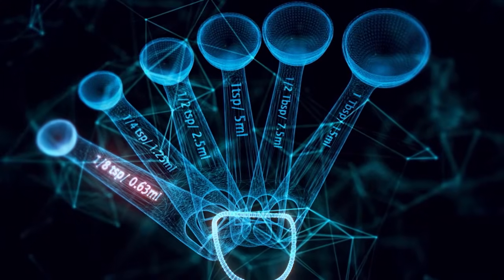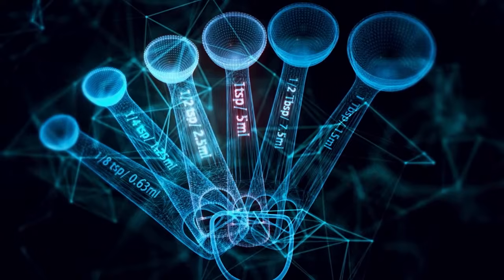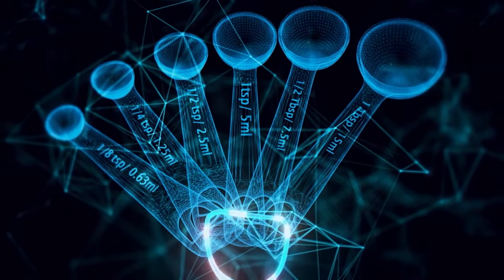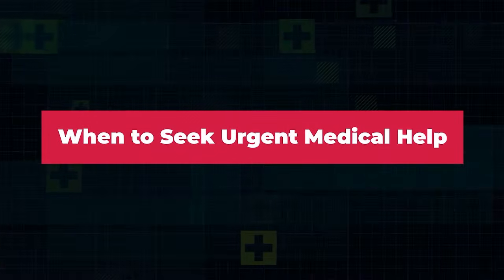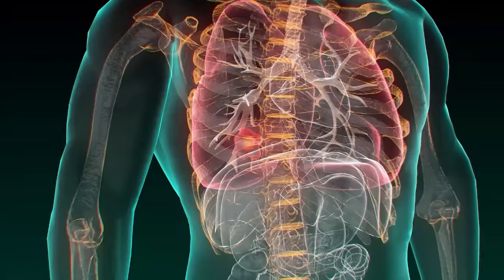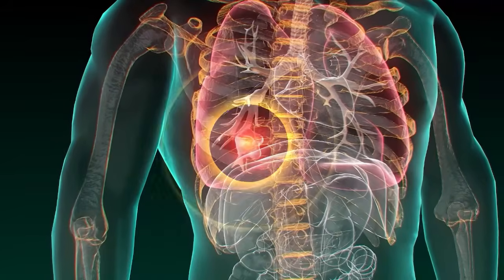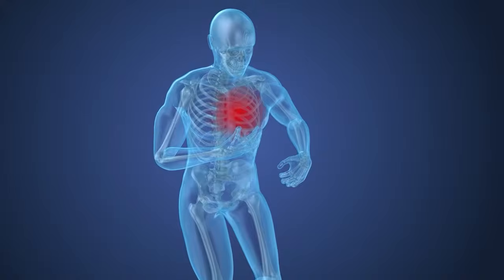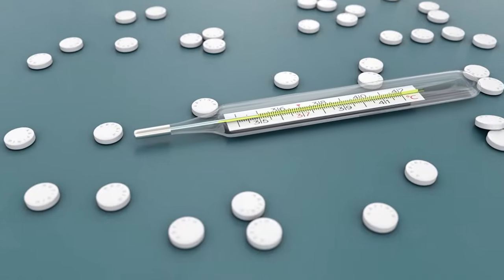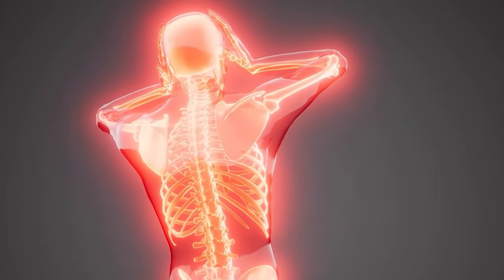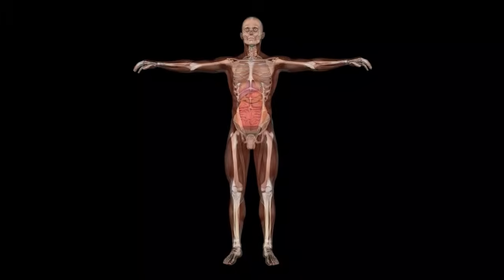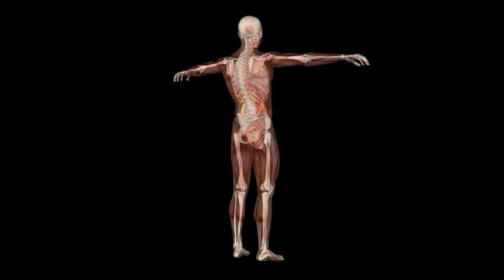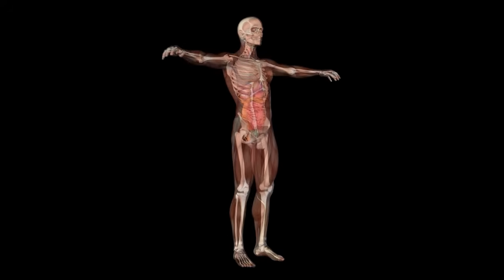People at risk of aspiration should eat slowly, sit upright while eating, avoid lying down immediately afterward, and seek treatment for swallowing or reflux problems. When to seek urgent medical help. Immediate medical care is required if a person develops severe shortness of breath, chest pain, confusion, bluish lips or fingertips, persistent high fever, fainting, or worsening symptoms despite treatment. These warning signs indicate serious oxygen deprivation or complications that may become life-threatening without urgent care.